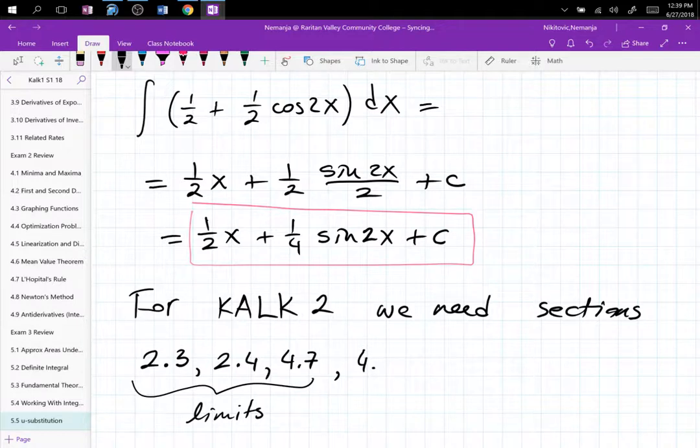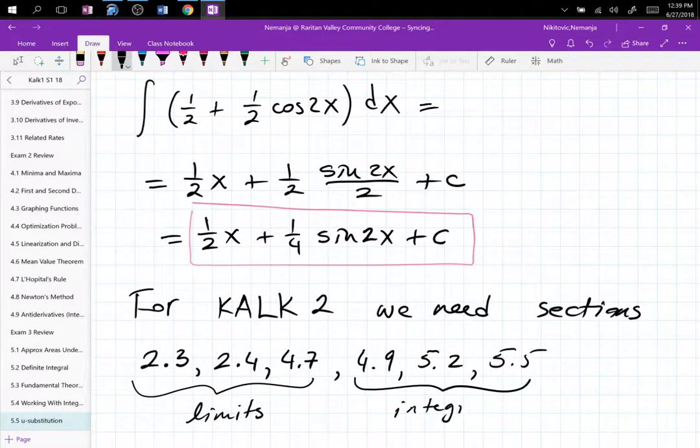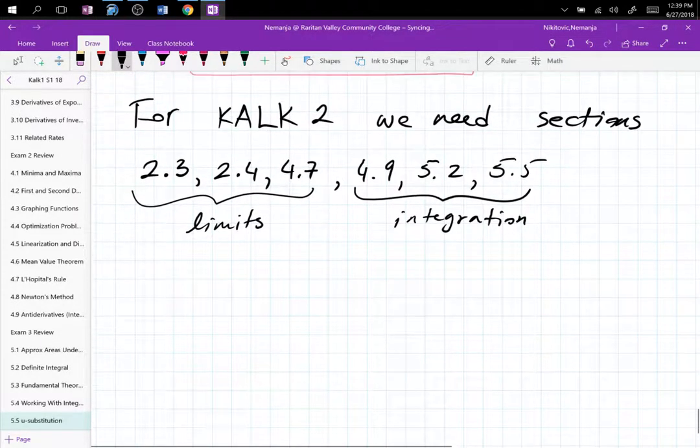We need 4.9, 5.2, only the calculation part, not the sums, but yeah, sums, and then 5.5. And this is your integration. Do yourself a favor and know these sections forwards, backwards, from the middle, backwards, from the middle up to 3/4, right? So no matter where you are in that section, know everything from these 6 sections.